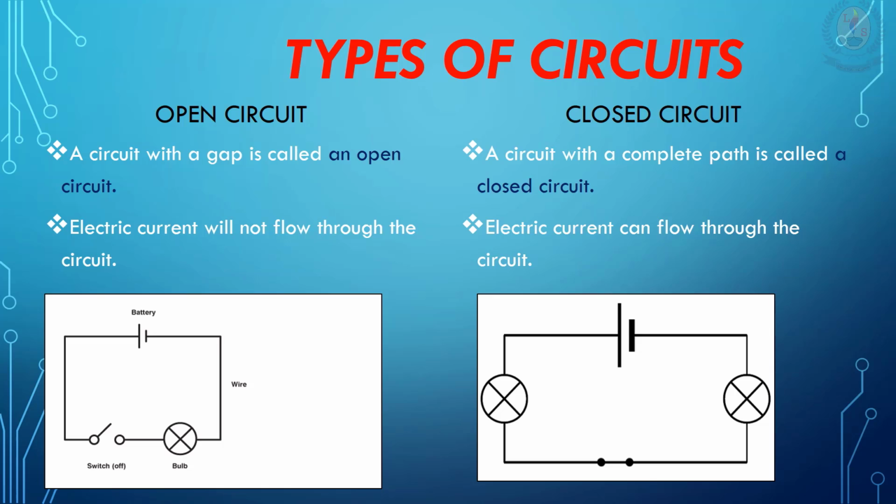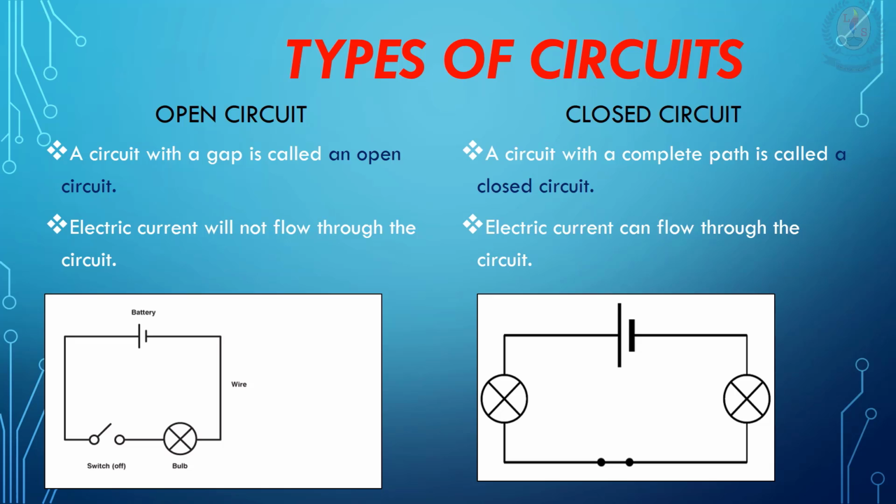Okay, my dear kids, what are the types of circuits? There are many types of circuits. The first one is the open circuit. A circuit with a gap is called an open circuit. What is an open circuit? Yes, a circuit with a gap is called an open circuit. Look at the picture very carefully.